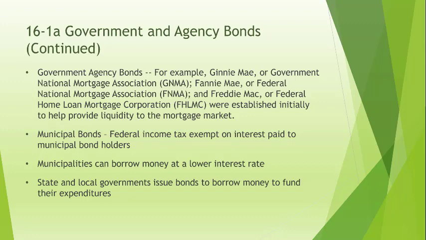Then, of course, there's municipal bonds. These are bonds issued by municipalities. Because they're federal income tax exempt on the interest paid, they tend to be issued at a lower interest rate because you're basically getting a better return, because you don't have to pay tax on that interest when you declare it at the end of the year. And that's because state and local governments issue bonds to borrow money to fund expenditures.